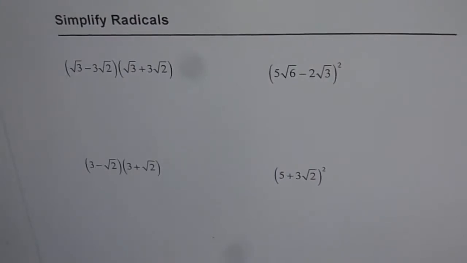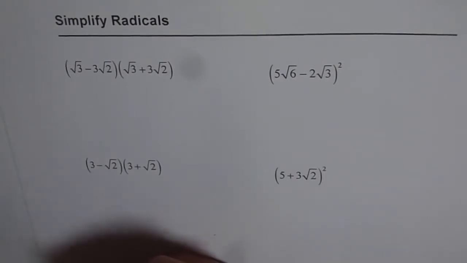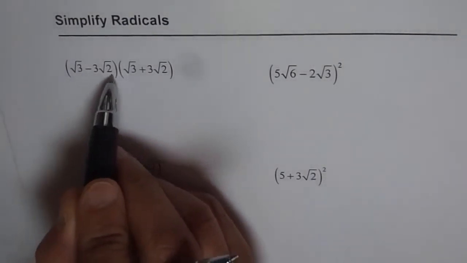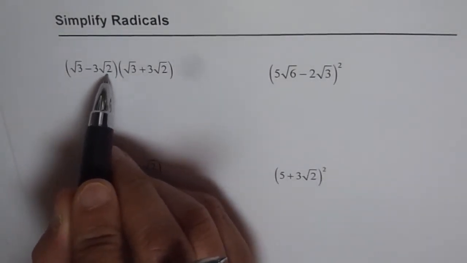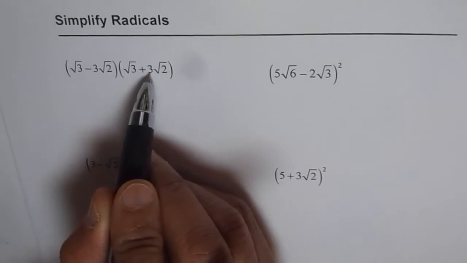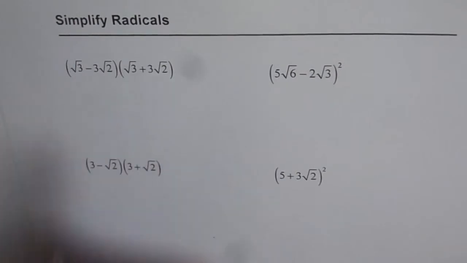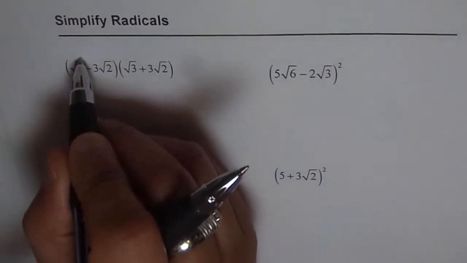Let's try to understand how to simplify radicals when we have to multiply them. We just need to use the distributive property here to simplify each radical expression. The very first one is square root 3 minus 3 square root 2 times square root 3 plus 3 square root 2. You see these two are similar numbers. It is the product of a difference and a sum. So if you're done factoring, you know it is a difference of squares. So we could write our answer directly. But let's apply the distributive property and then see how it simplifies.